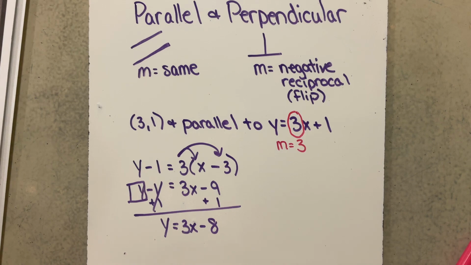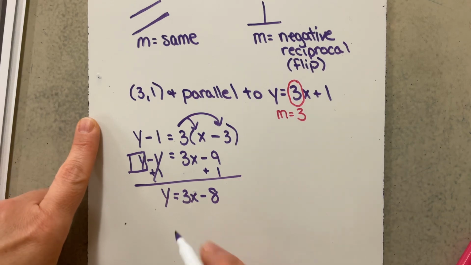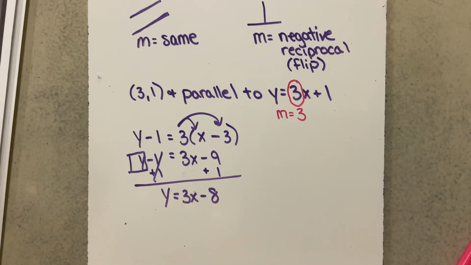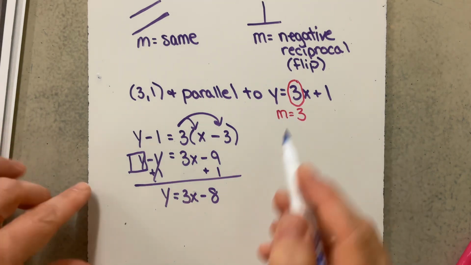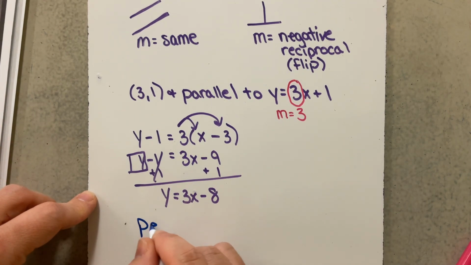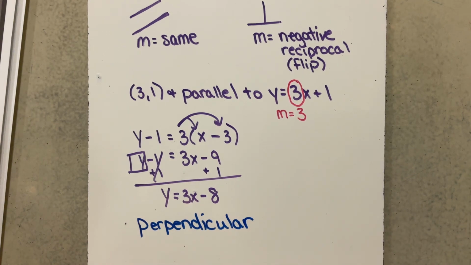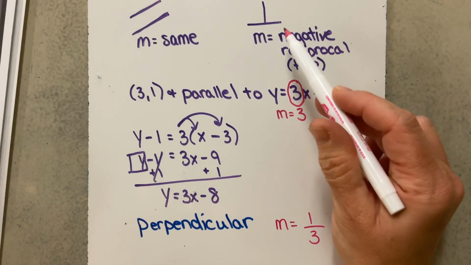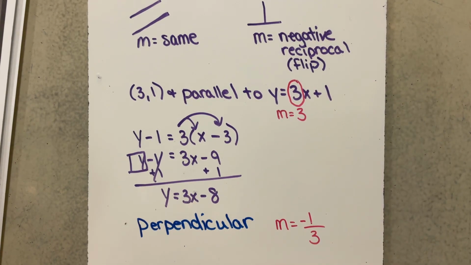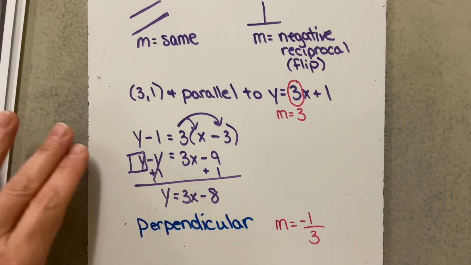Okay? Now, let's use the same thing, but this time we are going to use perpendicular. So I'm still going to use the point (3, 1). I'm still going to use this equation, but this time I want it to be perpendicular. Alrighty, so the first thing we need to do is identify our slope. Well, our slope was 3, but now we need to take the reciprocal. So now 3 is going to be in the denominator and 1 in the numerator. I also need it to be the negative reciprocal. So that is my new slope.